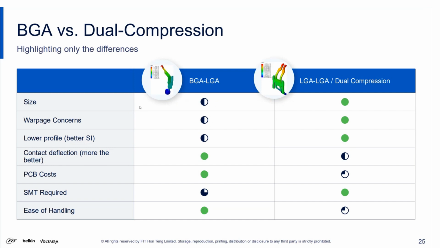Now, I've talked about LGA to BGA contacts and LGA to LGA dual compression. I'm going to highlight some of the key differences between the two. Your LGA to BGA, again, is your SMT type. And with dual compression, there is no SMT. Size: for LGA to BGA, there are some size limitations, because the larger the sockets get, the more challenging warpage becomes during reflow temperatures. Dual compression has no temperatures required, no SMT.